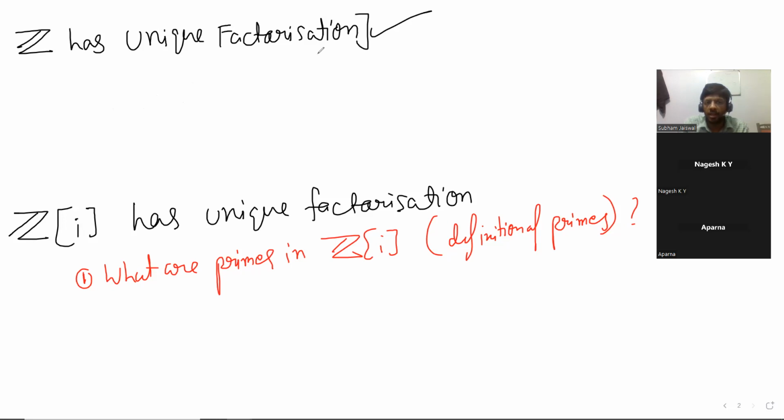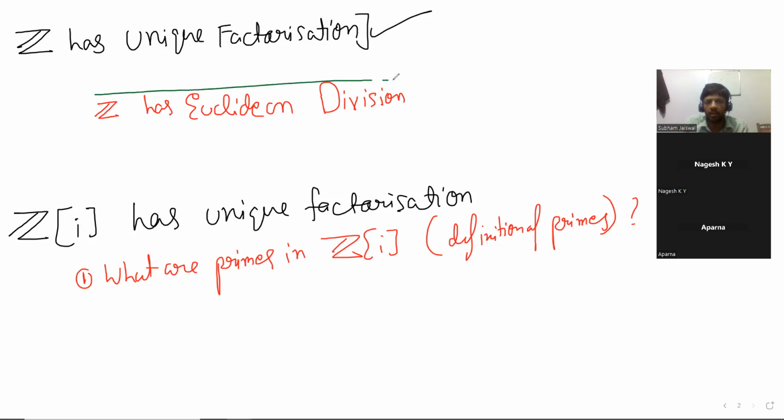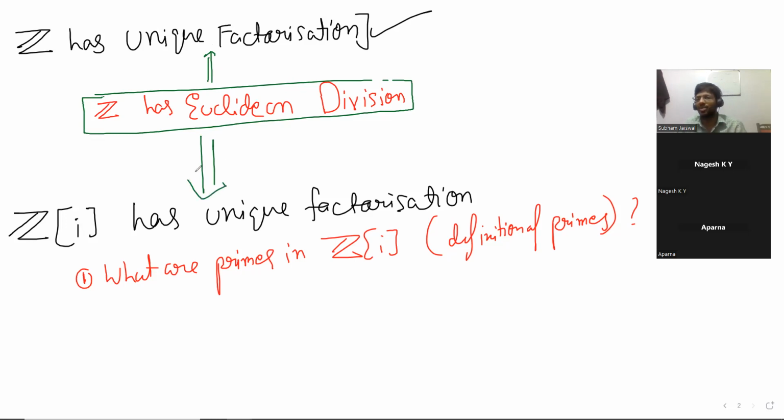So Z has unique factorization. Now try to see why Z has unique factorization. Now you may know proofs of this, but I am claiming that this fact follows from Z having Euclidean division. Do you people know this? Of course. I will show that this implies this and this. This is the root. This implies these two things.